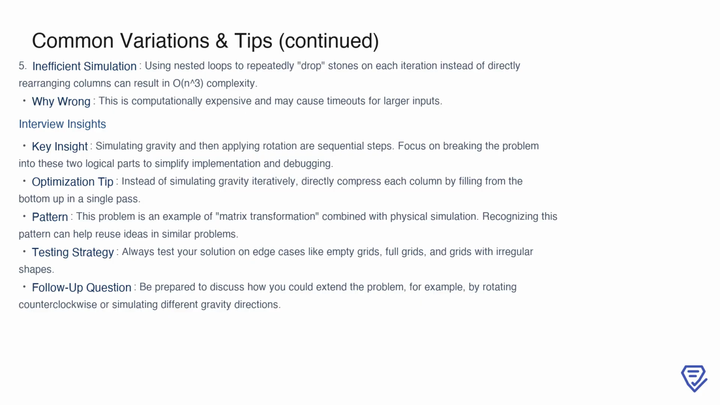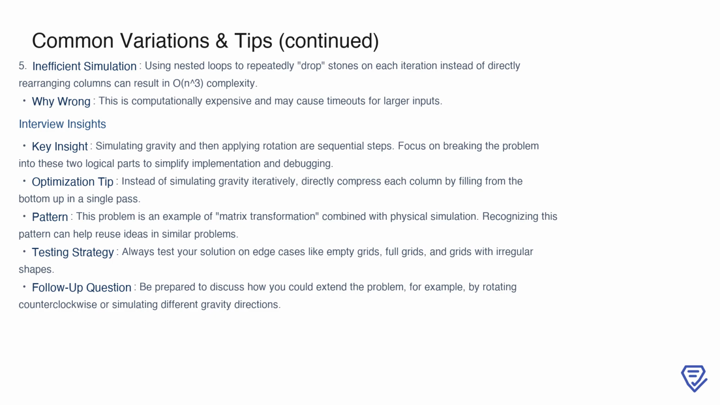From an interview perspective, it's critical to recognize that the problem is naturally divided into two sequential steps: simulating gravity and then applying the rotation. Keeping these steps separate simplifies both implementation and debugging. A useful optimization tip is to avoid iterative simulations for gravity. Directly rearranging columns is much faster.